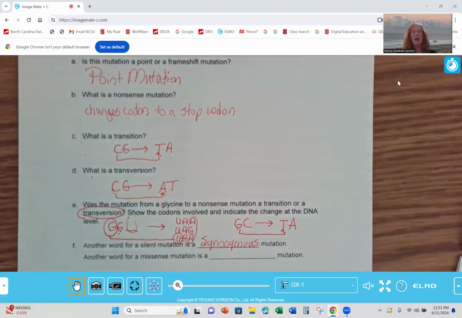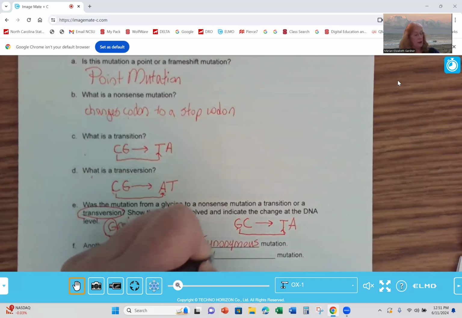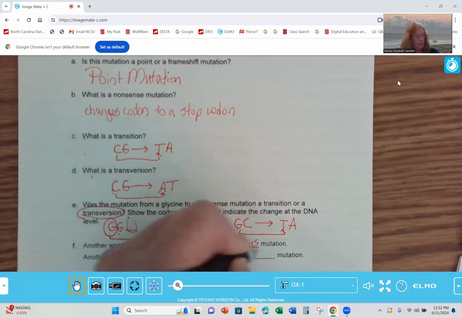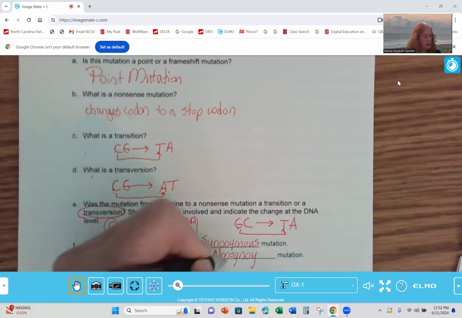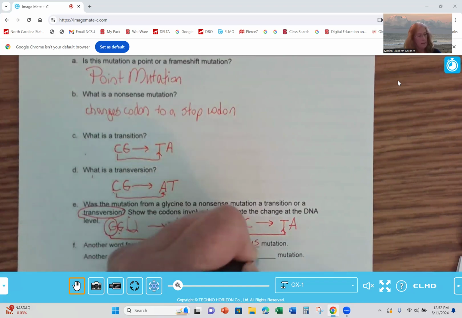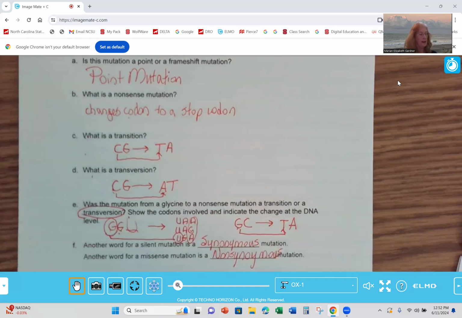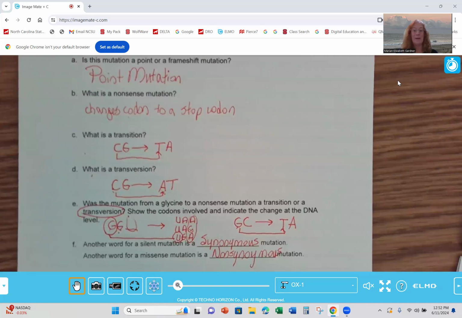And then a missense mutation, we changed the codon and it changed it to another codon that coded for a different amino acid, but not a stop codon, because remember, changing to a stop codon is nonsense. So when we have a missense mutation, that is also called non-synonymous. Did I do this right? Non-synonymous. There we go. I can't spell today. I think that one's correct now.